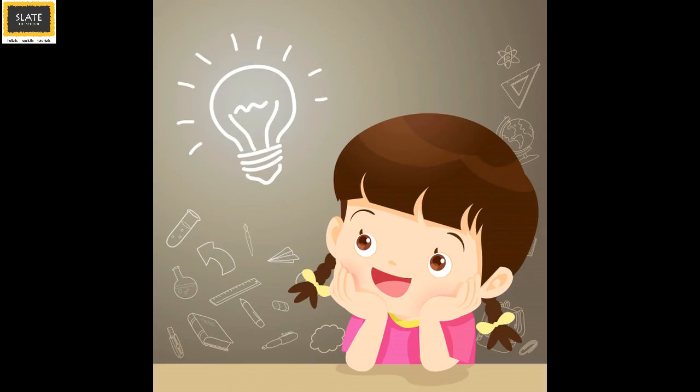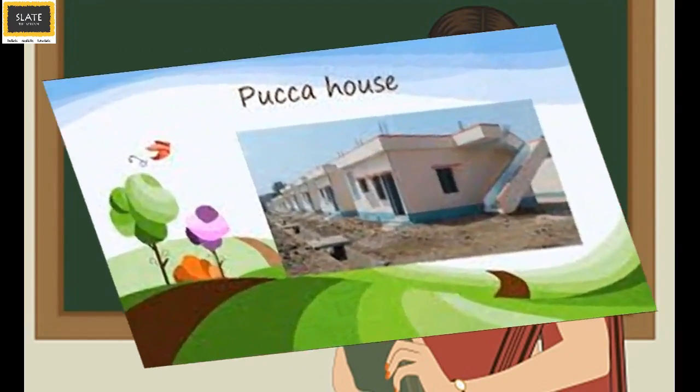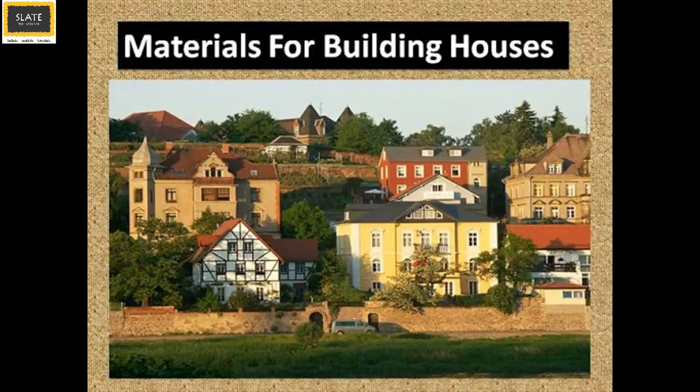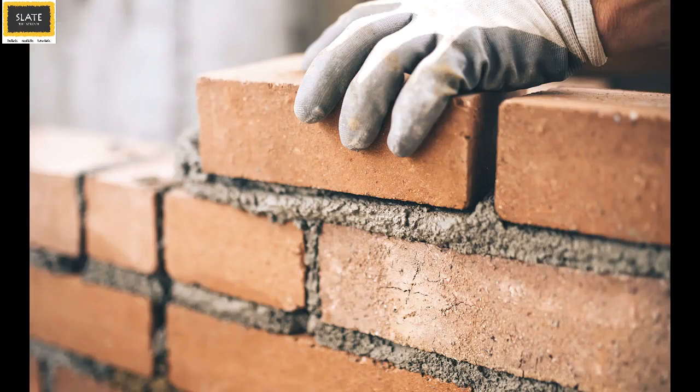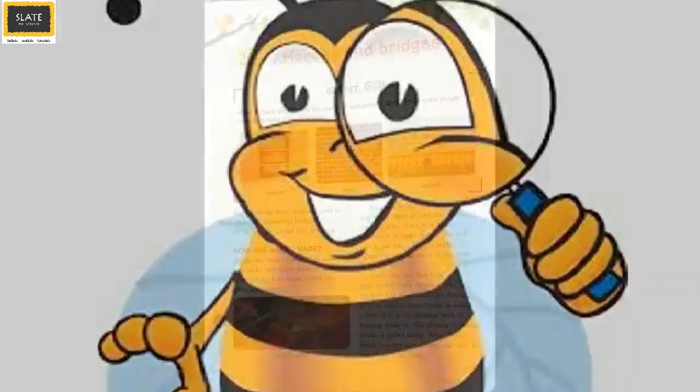The other type of house is the one which is made from strong materials like cement, bricks and steel. Slaters, what is this type of house called? Very good, Pakka house. Pakka houses are generally preferred nowadays as they are very durable and strong. So Slaters, when we talk about strong houses and materials, we always think about bricks, isn't it? So let's learn more about the material which make our homes strong from this lesson.